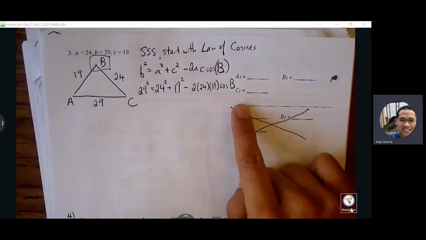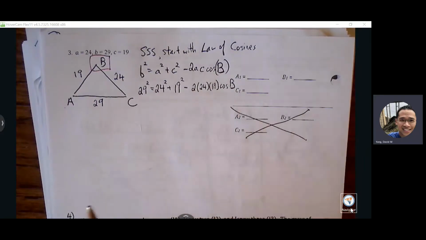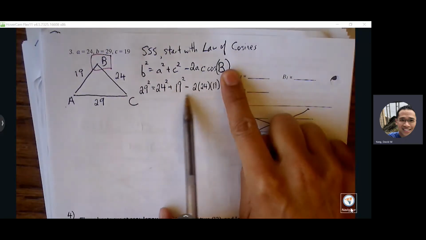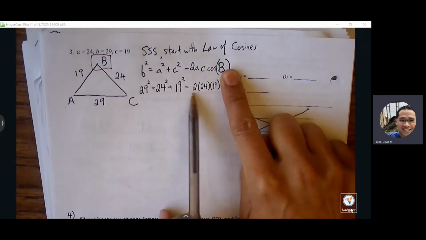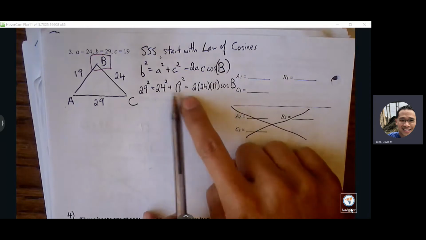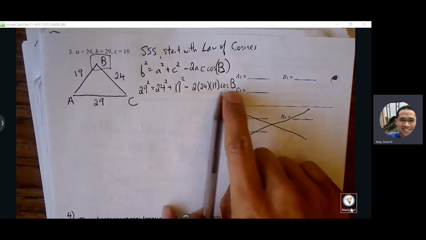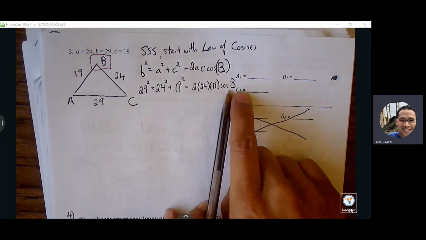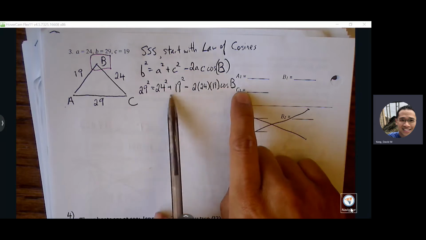Okay, any questions up to this point? Okay, this is where we've got to be careful. These numbers are not all going to merge together. There's an order of operations going on here. These are free to move, but this is stuck to cosine of B. So this coefficient is going to be with cosine of B, but these numbers are free to move.